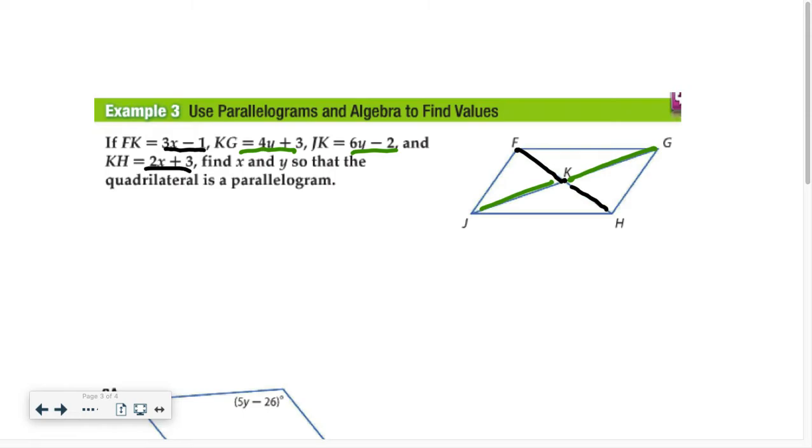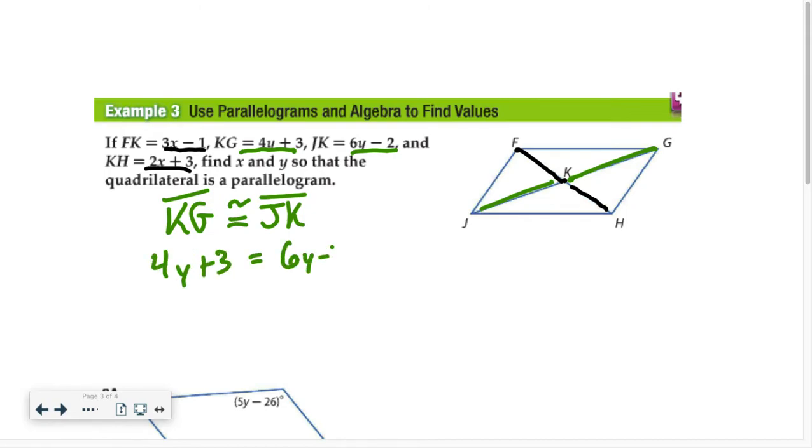Guys, if this thing is going to be a parallelogram, the diagonals are going to have to bisect each other, meaning that this segment KG right here has to be congruent, not parallel, sorry, congruent to JK. And so the value of y that makes those congruent is, solve an equation.